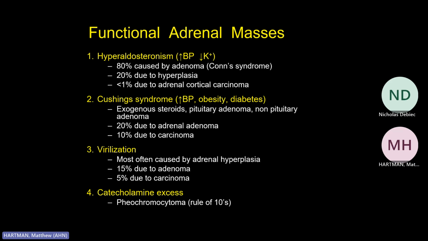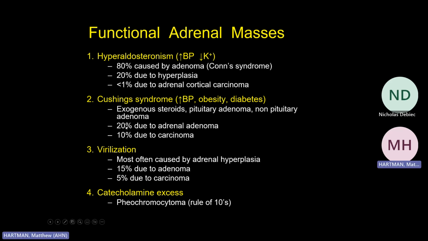Okay, let's talk about functional adrenal masses first. So our first will be, you have a high aldosterone level. So this is Conn syndrome. If it's caused by adenoma, that's 80%. 20% is hyperplasia. Cushing's syndrome, extra cortisol.